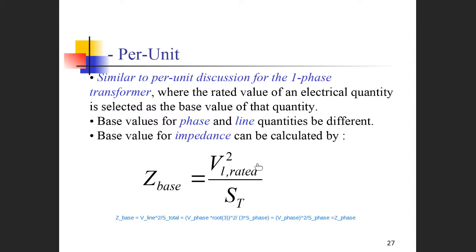Similarly, this can be applicable to loadings. So loadings also use the line voltage squared over the total power. That's the per star phase impedance. Got it? Okay. So I'm using this one to prove it.